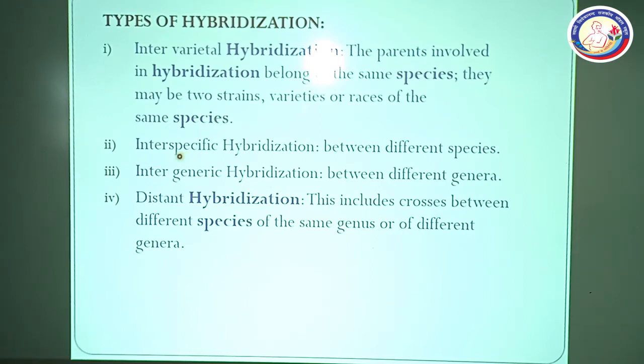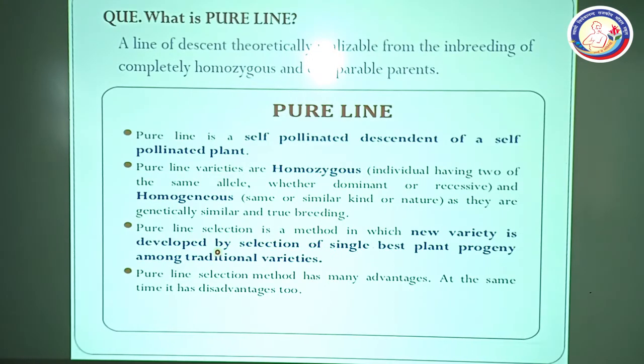The next is interspecific hybridization. Cross between different species. We will use the different species for crossing. Intergeneric hybridization between different genera. Here genera will be different, and the next and last is distant hybridization. This includes crosses between different species of the same genus or of different genera. Here it may be different species or it may be different genera. This is distant hybridization.